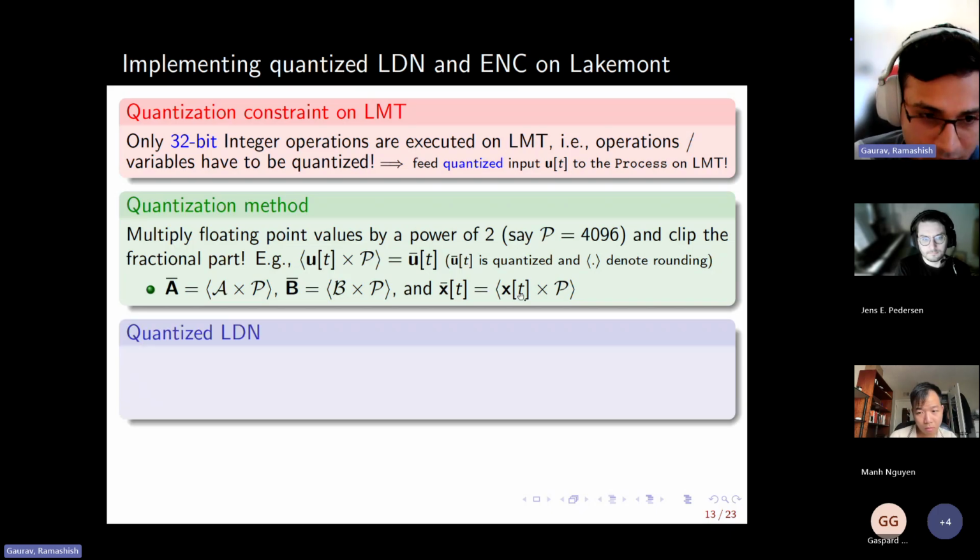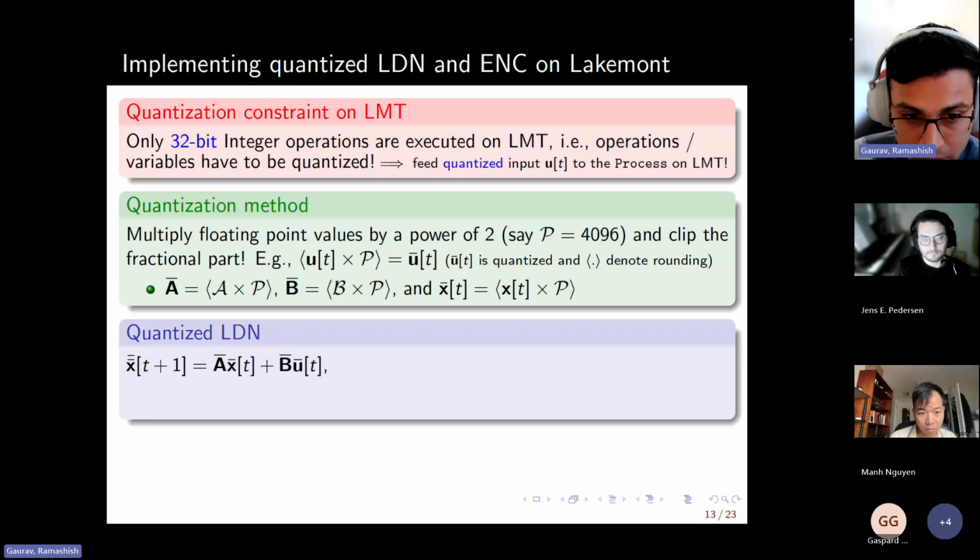Now let's talk about the quantized LDN. The equation for the quantized LDN, the state transition equation, looks like this. You have got your U bar T multiplied by B bar, and it is added to X bar T multiplied by A bar, but you also have got your X double bar one.